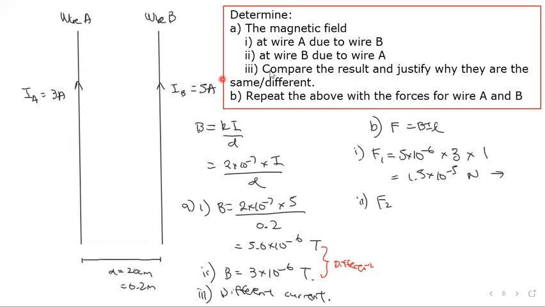The second force is the force on YB. Well, of course, that's going to be the magnetic field YB experiences, which is part 2. So it's 3 times 10 to the negative 6 times the current, which is 5, times 1, which again, of course, is 1.5 times 10 to the negative 5 newtons. And this will be to the left.